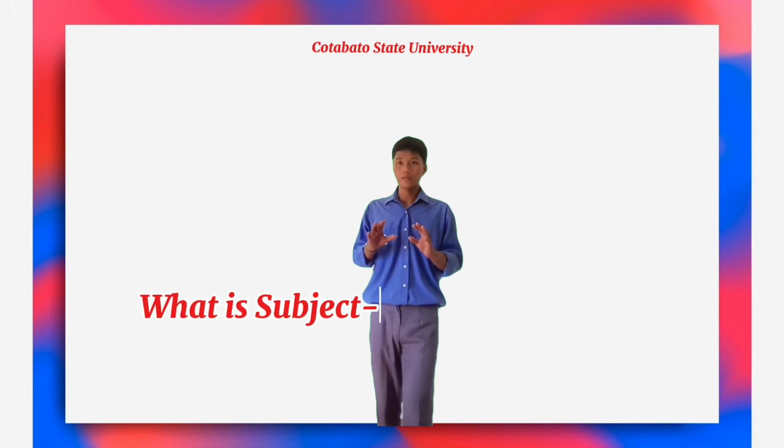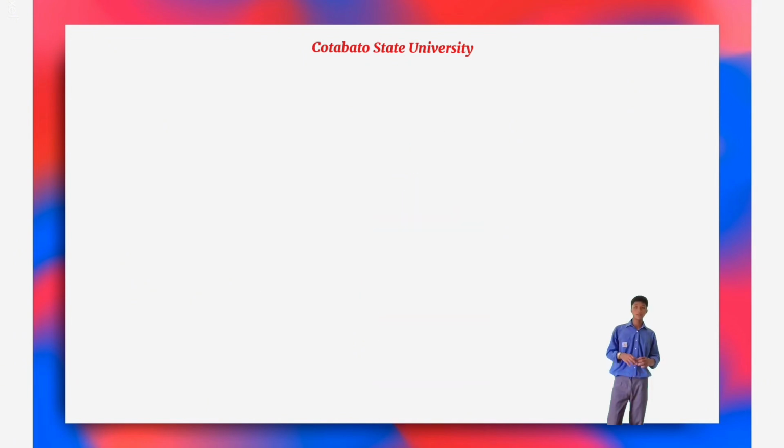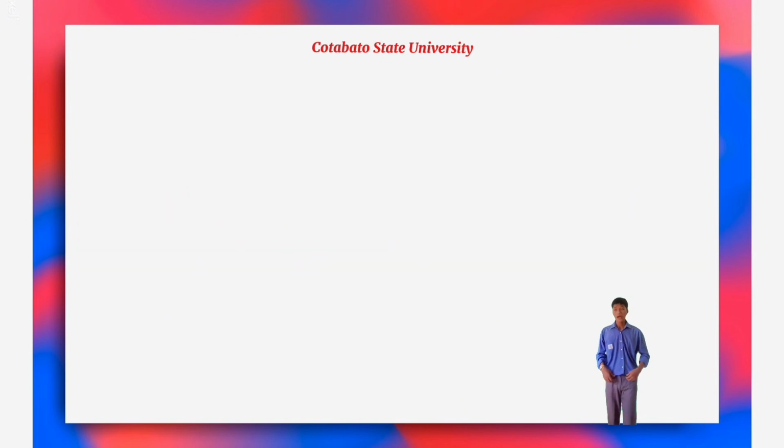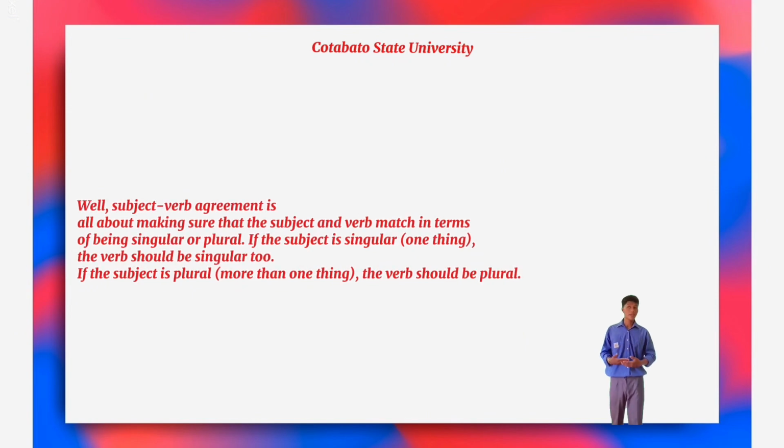So, what is subject-verb agreement? It is a fundamental concept in grammar that ensures the subject and verb in a sentence agree in number. Subject-verb agreement is all about making sure that the subject and verb match in terms of being singular or plural. If the subject is singular, the verb should be singular too, of course. And if the subject is plural, the verb should be plural too.